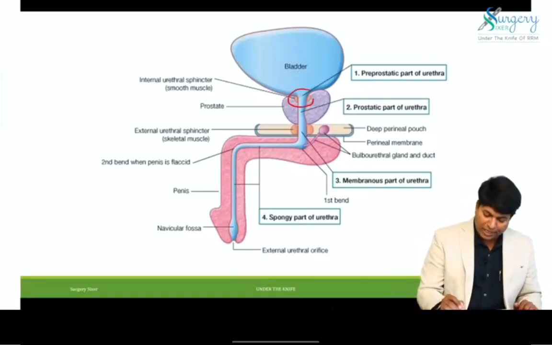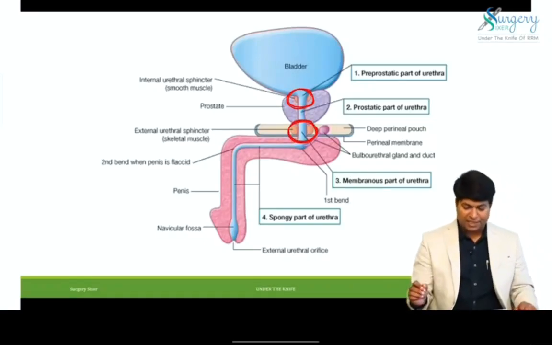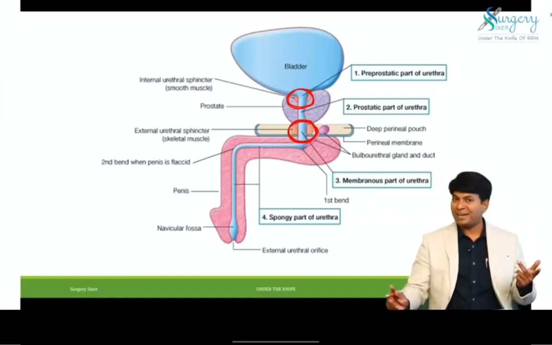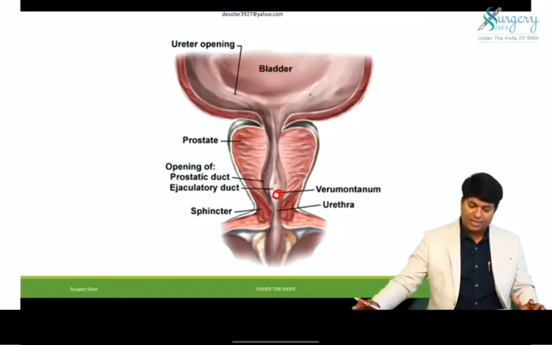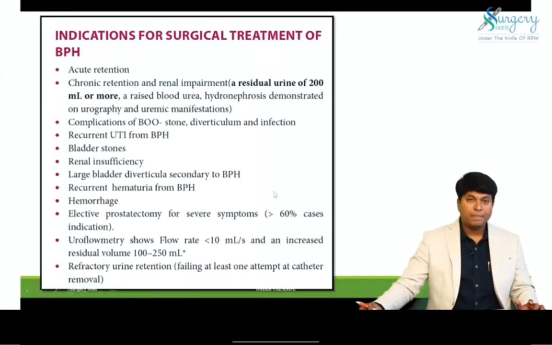This picture shows you the internal urethral sphincter. This picture shows you the external urethral sphincter. Injury of the internal urethral sphincter causes retrograde ejaculation. Injury of the external urethral sphincter causes incontinence. What's the complication? Okay. And this is the picture showing you the verumontanum. The distal limit of TURP is the verumontanum. Please don't forget. The distal limit of TURP is the verumontanum.